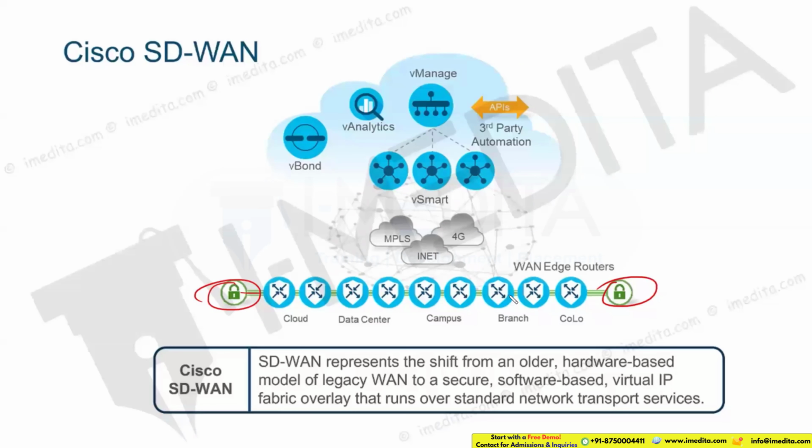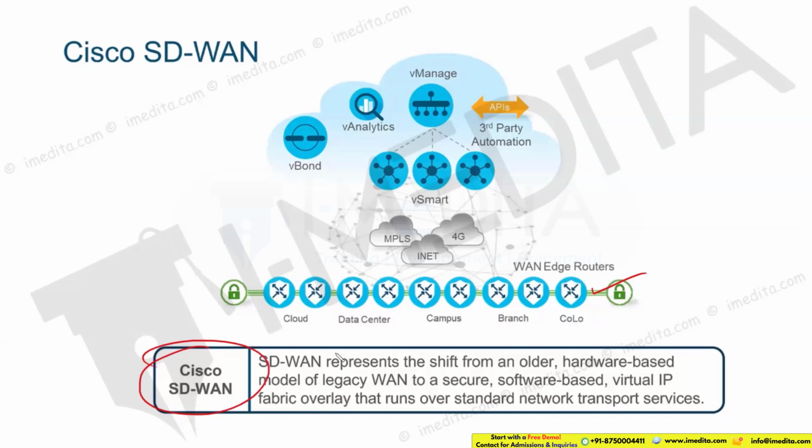So in Cisco SD-WAN, a connection between routers will always be a secure connection, which means it will always be an IPsec tunnel. So if you are sending any data from one branch to another branch, or from branch to campus, from branch to headquarters or data center, wherever, your data will always travel safely. Your data will always travel securely. Why? Because IPsec tunnels will be coming up between the routers automatically. If anybody has got any questions so far.